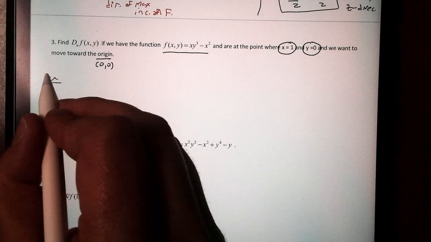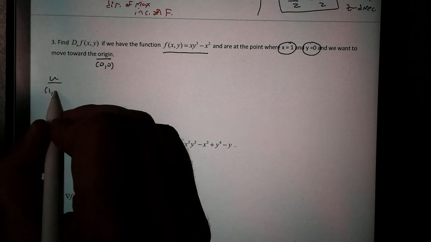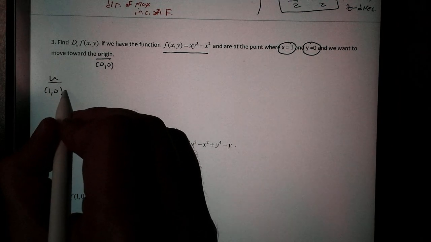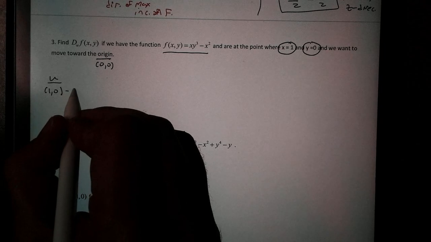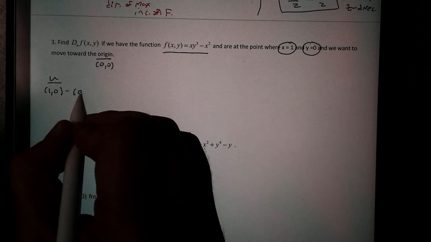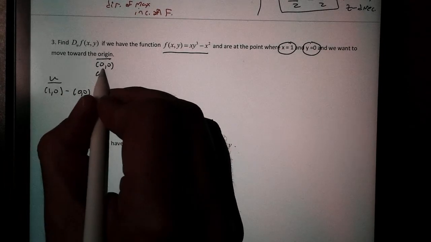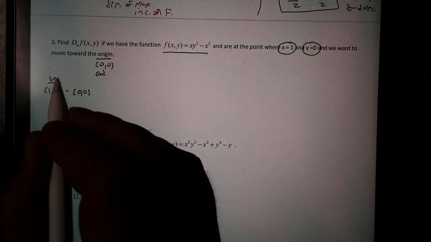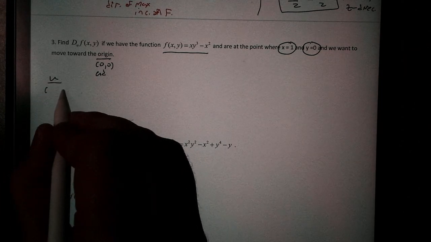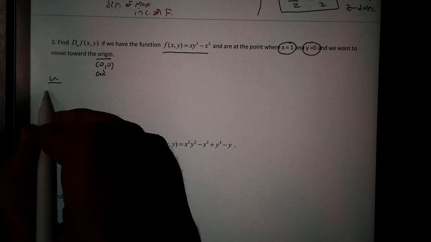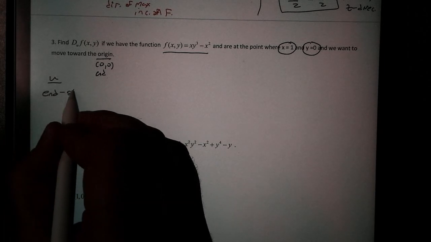I'm starting at 1, 0, so we only are interested, remember, in the x and y coordinates minus the origin, 0, 0. This is my end. Remember, it's going to be, see, I switched it around. There we go. Remember, sorry about that, I should have written this down. It's the end minus the start.